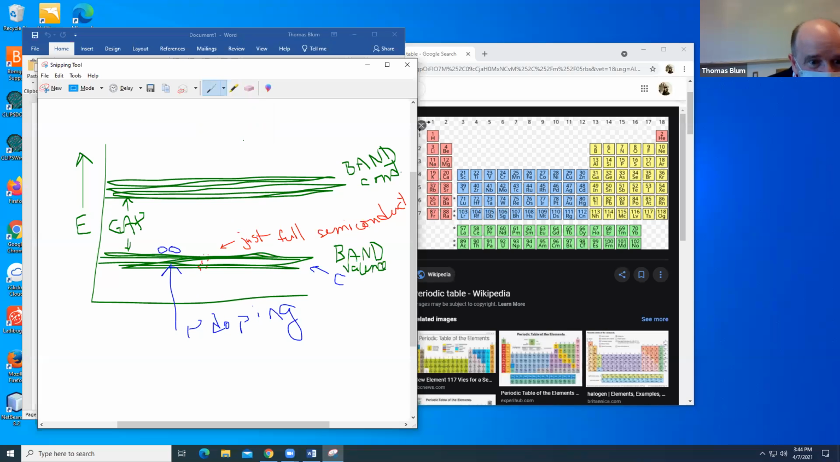When I p-dope, I'm adding material that has fewer electrons in the outer shells. So there are some empty slots, or we'll say holes. It's not full, it's got some holes.